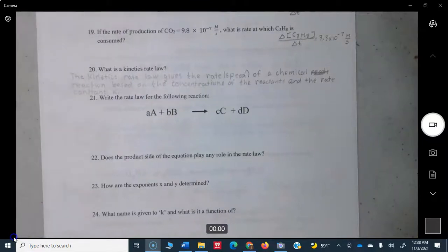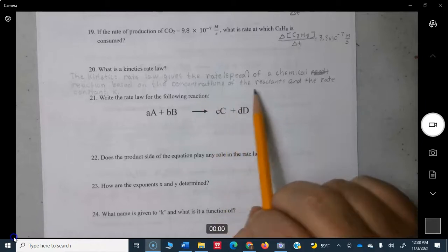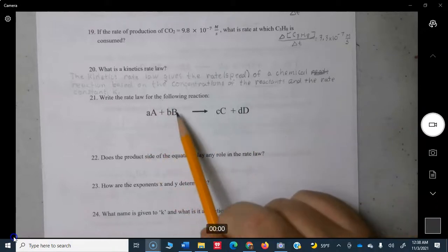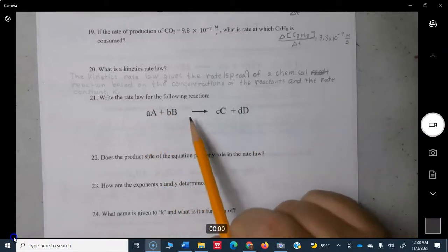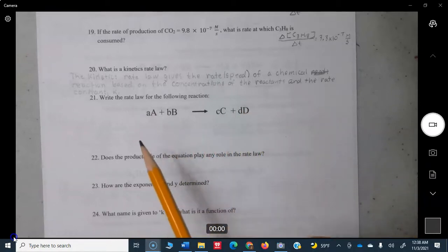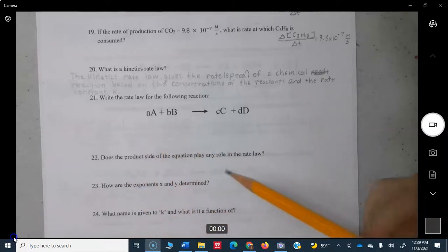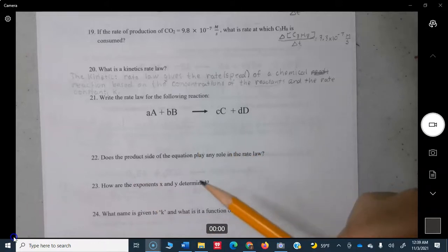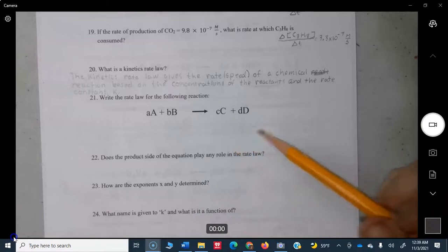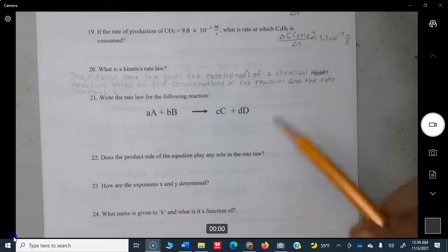So let's read this. The kinetics rate law gives the rate, the speed of a chemical reaction based on the concentration of the reactants. That's key. It's only the reactants, not the product. So only this side of this reaction, for example, is involved in the rate law, not the product side. And the rate constant K, which we'll talk about, essentially works temperature in. Chemical reactions, by and large, happen at a faster rate when the temperature is higher, because the molecules or atoms collide faster and harder, and therefore the reaction happens faster.